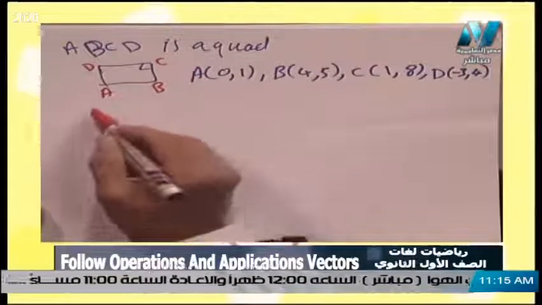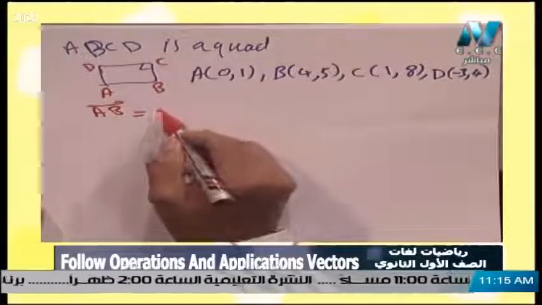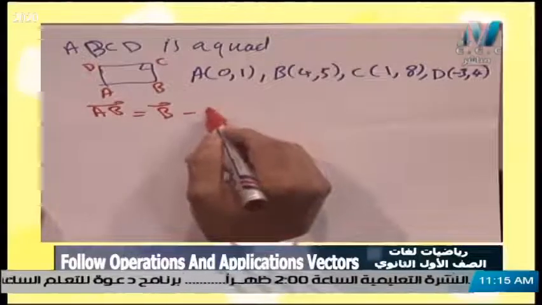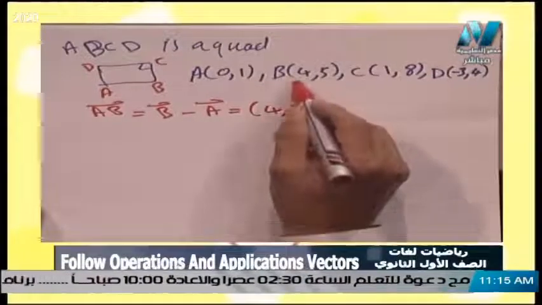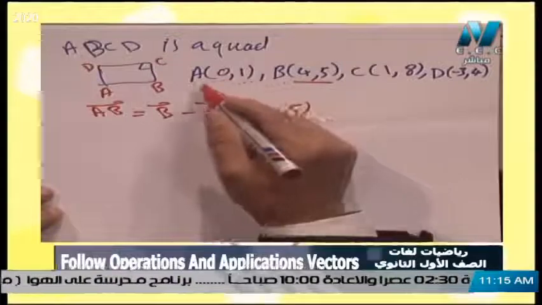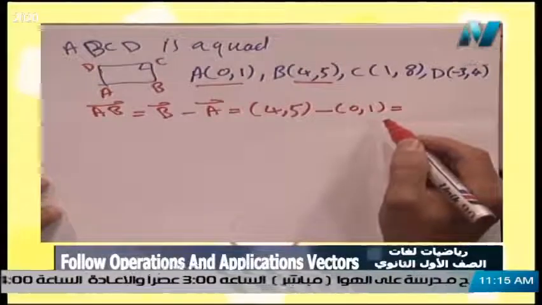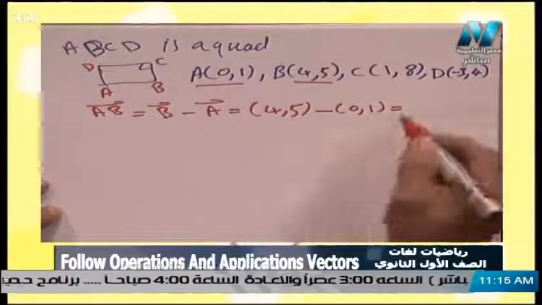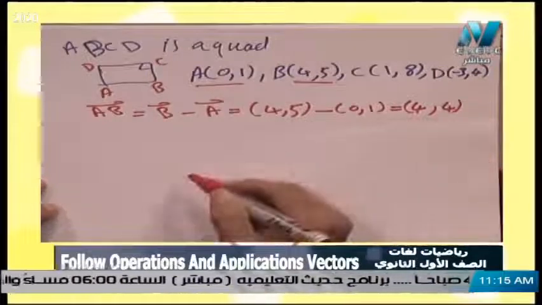So we will choose the vector AB. The vector AB will be vector B minus A. B is (4, 5) and A is (0, 1). Of course, the answer will be 4 minus 0 equals 4, and 5 minus 1 equals 4 also.